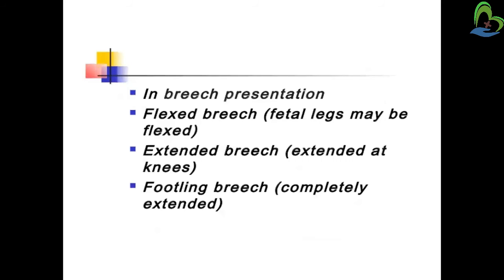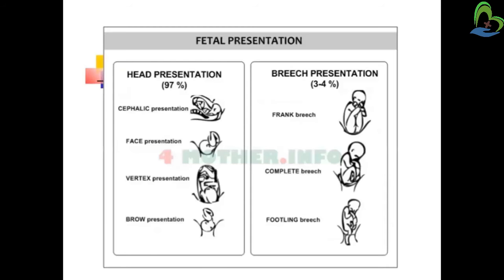Now the breech presentation. In breech presentation, first one is the flexed breech. Both legs are well flexed. Fetal legs may be flexed. Then second one is extended breech. Legs are extended at knees. Then the last one is the footling breech, that is completely extended.